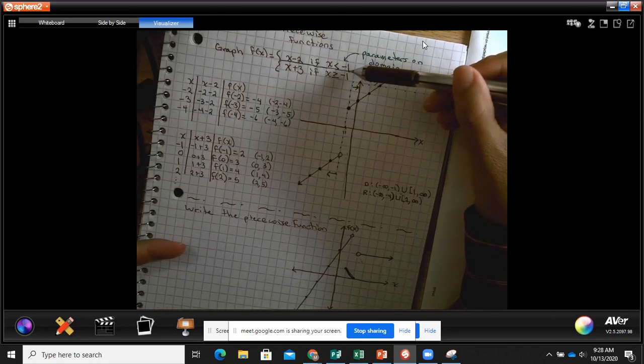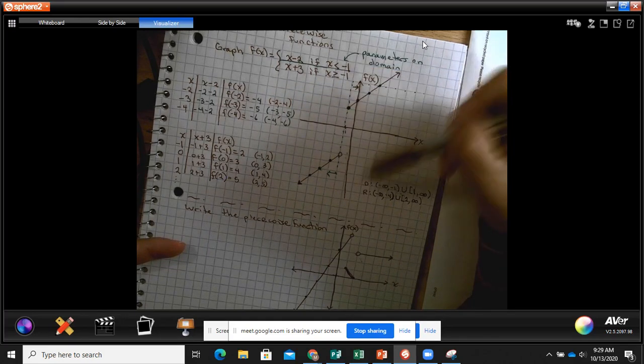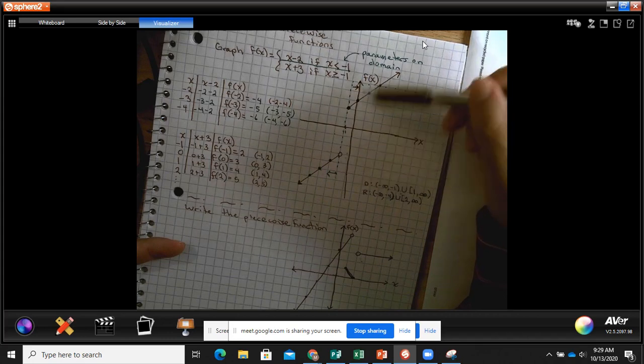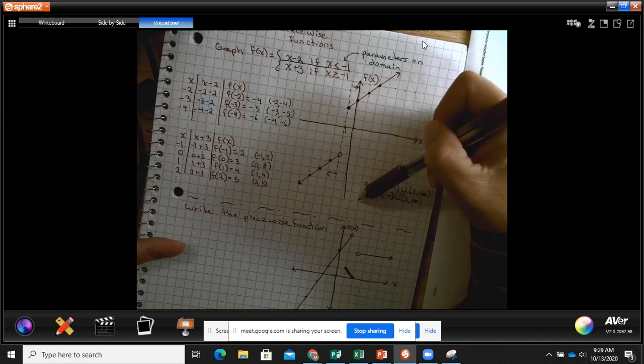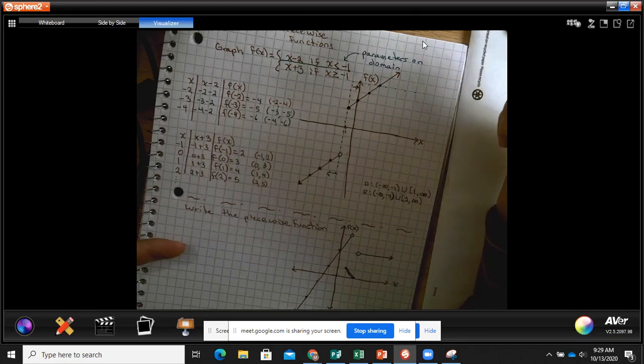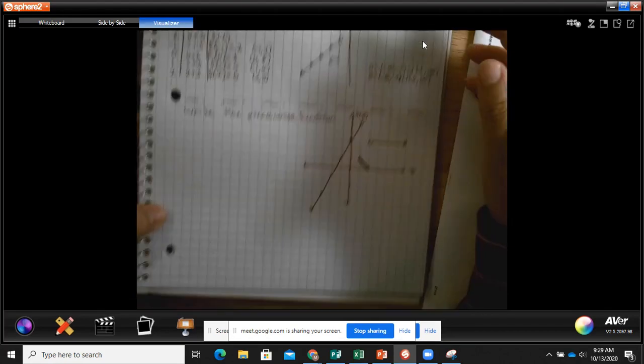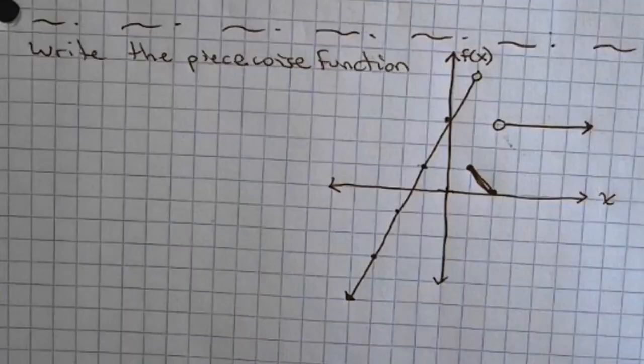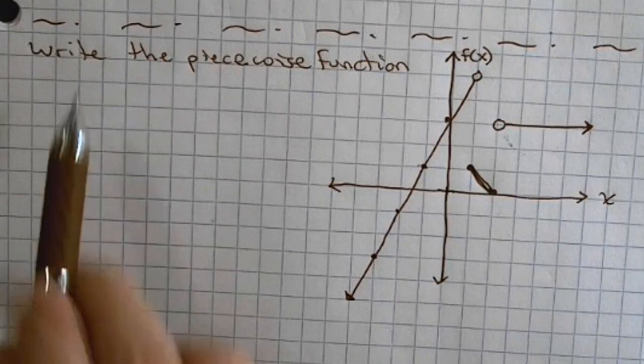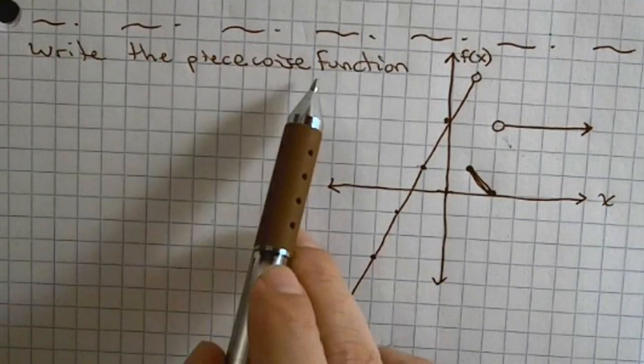So we went from having an equation of piecewise functions to getting the graph. This time around, we're going to go from the graph to creating the equation. Here's an example, and feel free to take a screenshot of that, that way you can copy it slowly at a later time. Now it says, write the piecewise function.